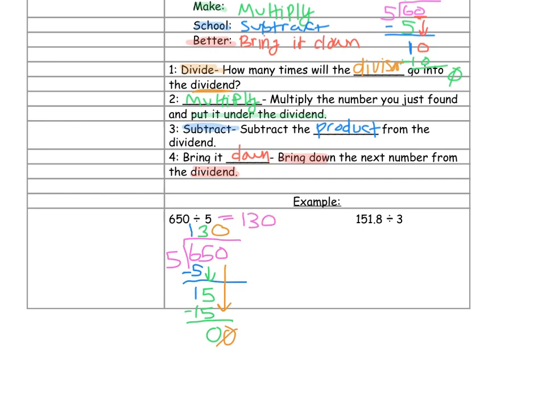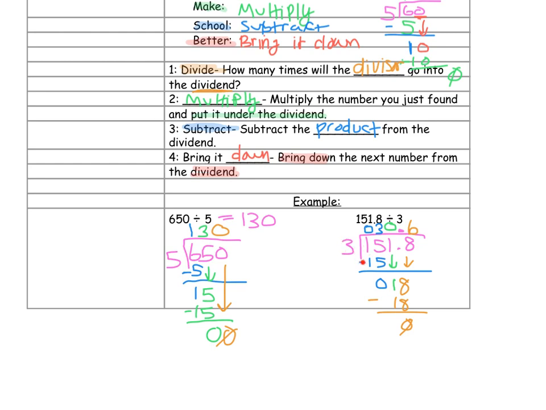Let's do this next example together. So we have 151.8 divided by 3. Don't let this decimal scare you. All we do is we bring the decimal up and then we divide like usual. So pause and see if you can divide.